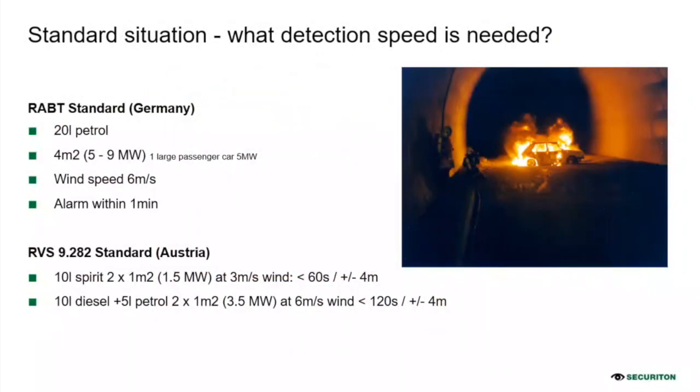You saw how fast the smoke is expanding inside a tunnel. That's why it's so important that we can detect very fast, in order to trigger or accelerate the ventilation system and push out the smoke. Otherwise, the smoke is coming down, which is the most dangerous part in a fire in a tunnel.